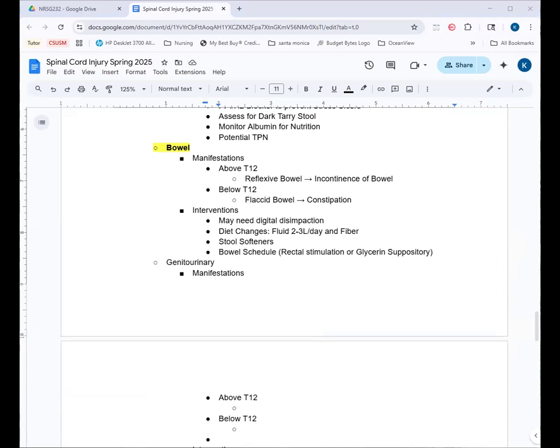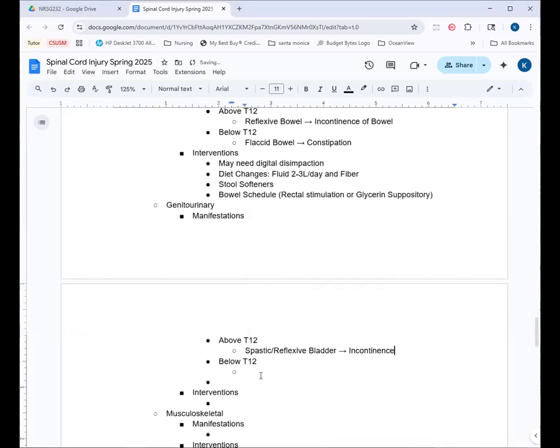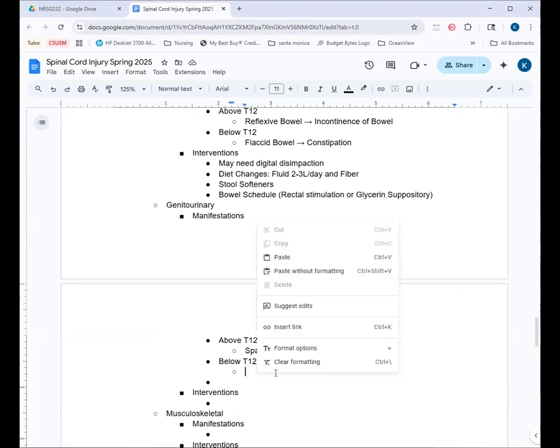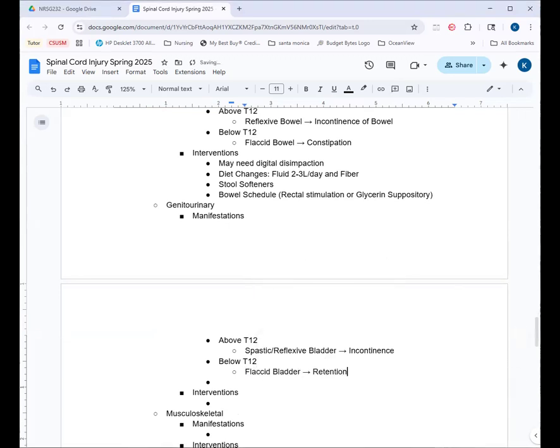But yeah, and then like Mary said earlier as well, the above T12 for genitourinary, it's going to be a spastic reflexive bladder. So it's going to be incontinent. And then below T12, they're going to have some retention.